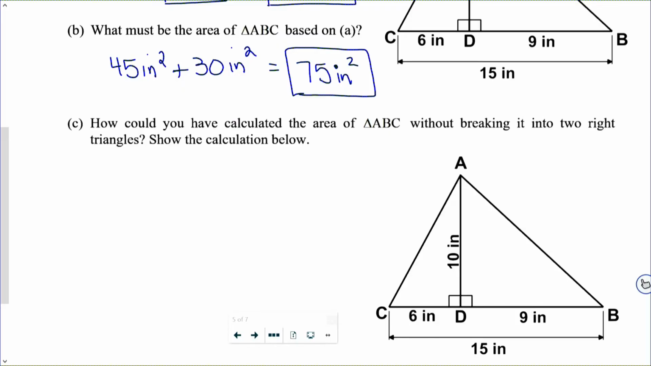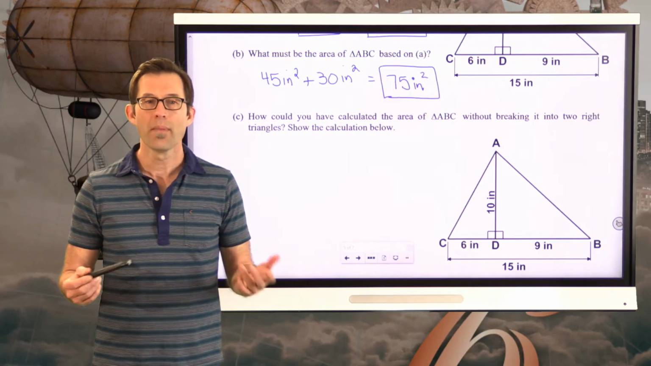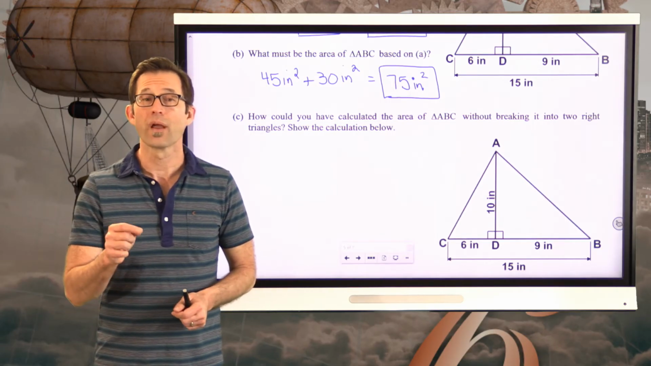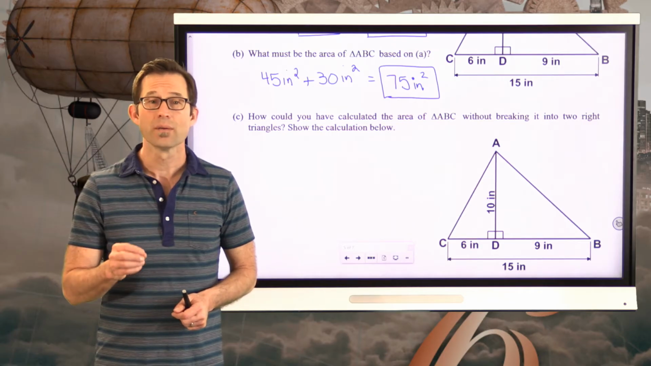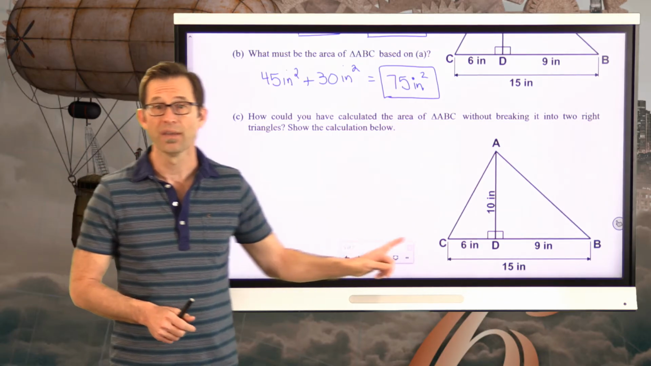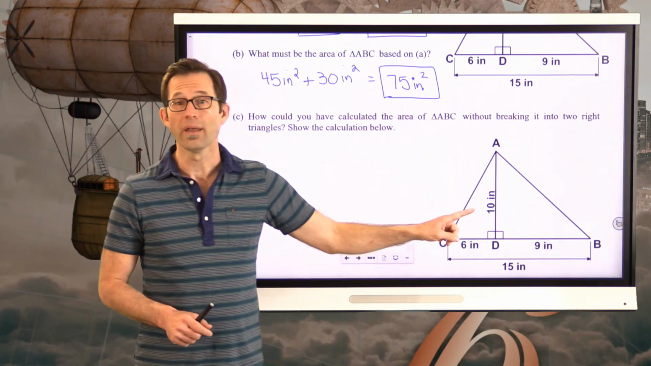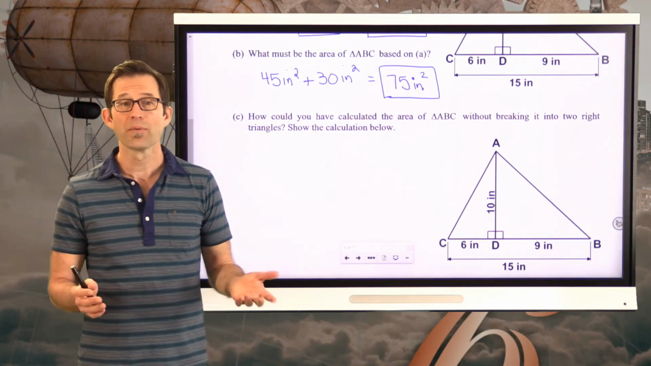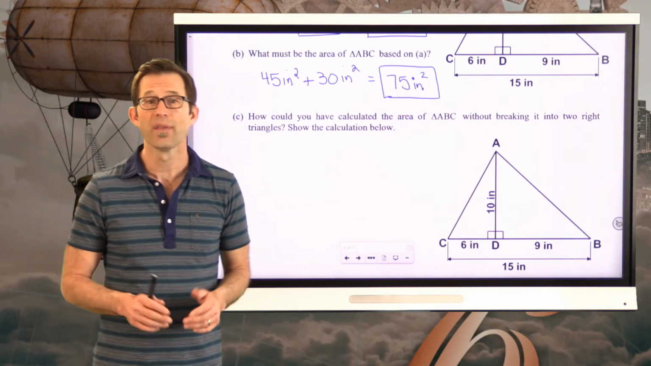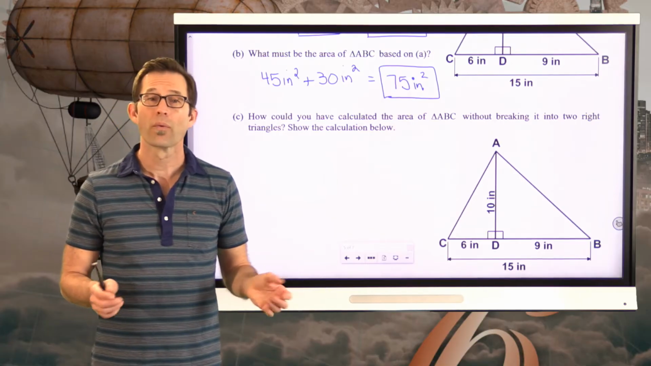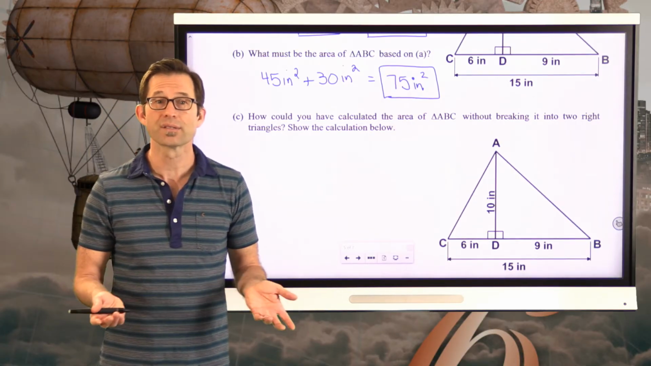How could you have calculated the area of triangle ABC without breaking it into two right triangles? Show the calculation below. Well, remember, our original formula for the area of a right triangle was to simply take its base, which in this case is 15, its height, which in this case is 10, multiply them together, get an answer, and then divide by 2. Well, the remarkable thing here is that it still works.